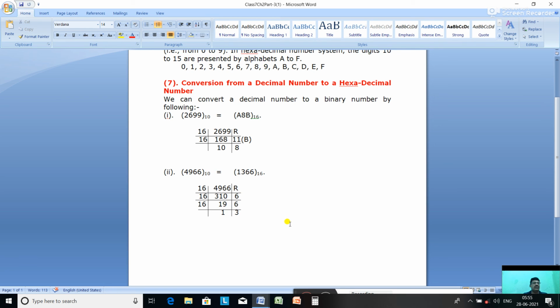So in today's class we have learned how to convert an octal number into binary, a binary number into octal, and how to convert a decimal number into a hexadecimal number. So write and practice. Thank you.